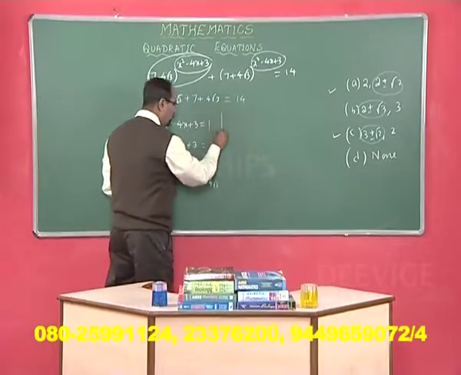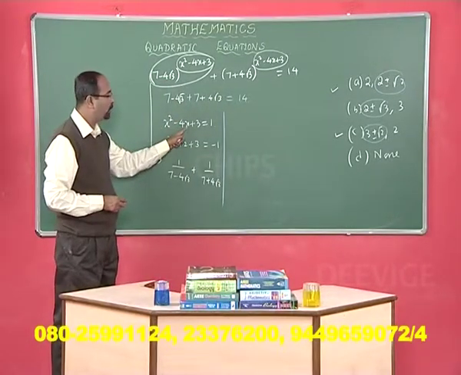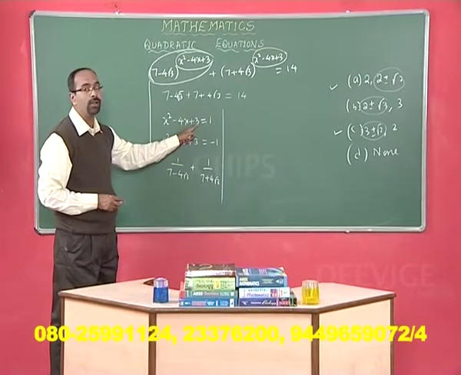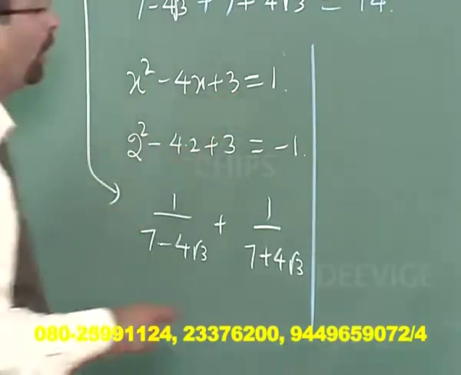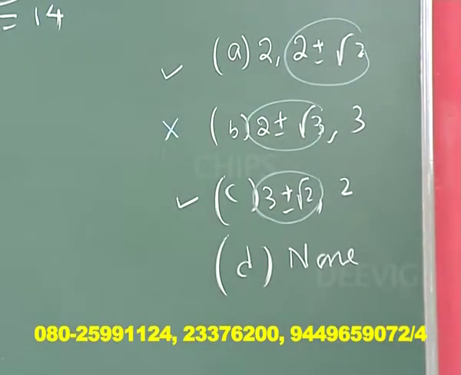If you put x is equal to 3, what happens here? 3 square minus 4 into 3 plus 3, that is equal to 0. Therefore, option B is ruled out. Now, we have to choose among option A or option C.